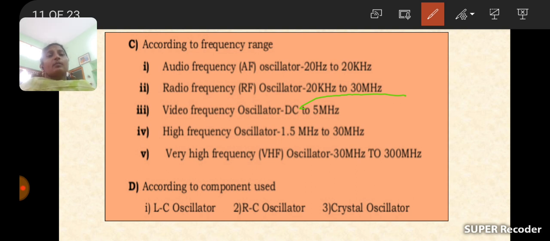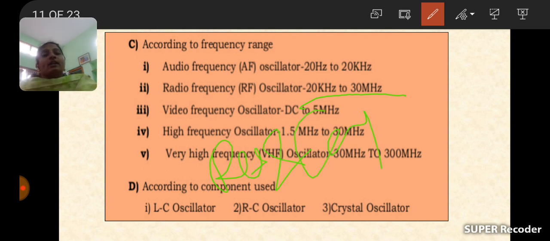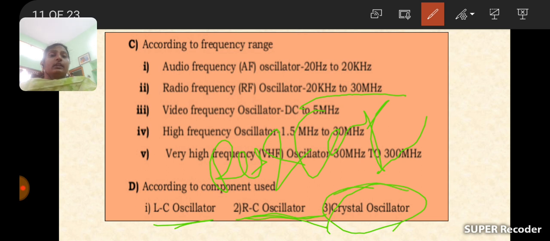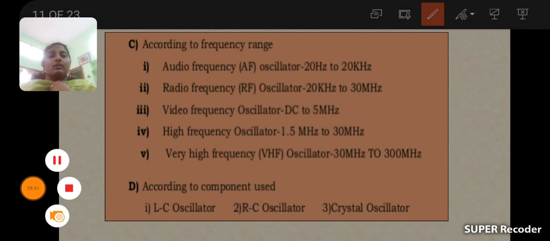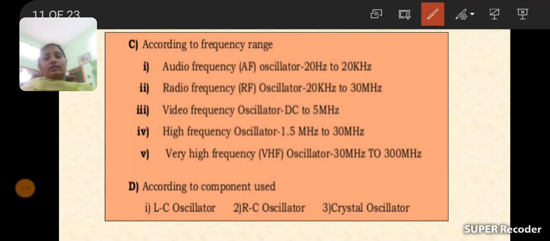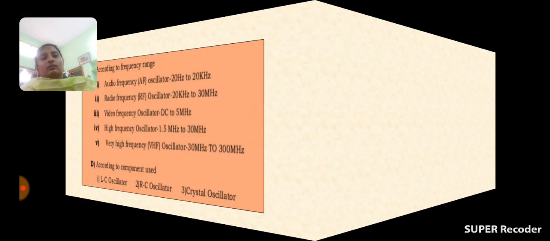And according to the component used, which components are used? As I already said, if the tank circuit is made with an inductor and a capacitor, then that is called an LC oscillator. If the tank circuit is made with a resistor and a capacitor, the circuit is called an RC oscillator. And if the circuit is made with a quartz crystal, then the circuit is called a crystal oscillator. Is it clear? These are the variety of classifications of our oscillators.